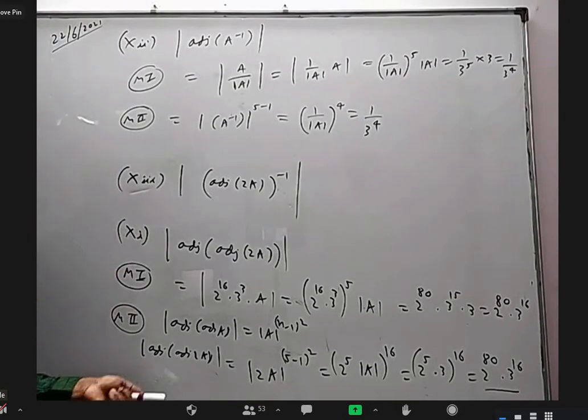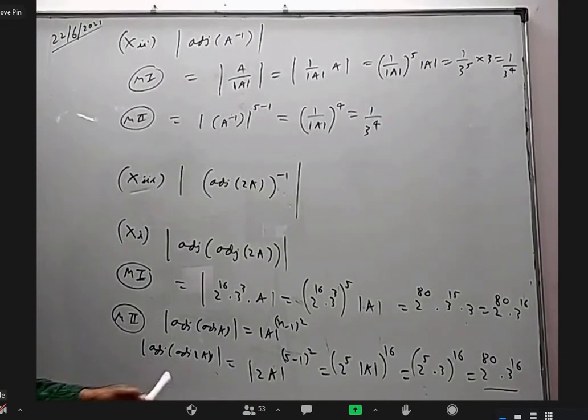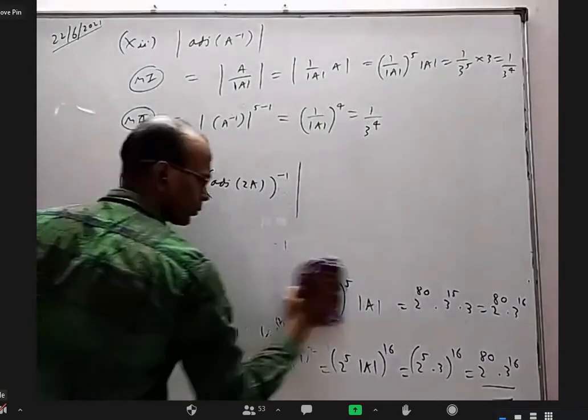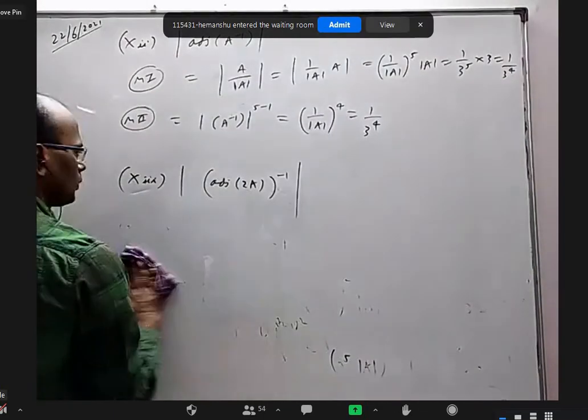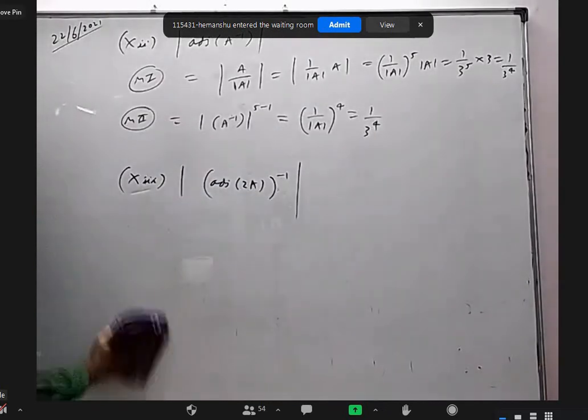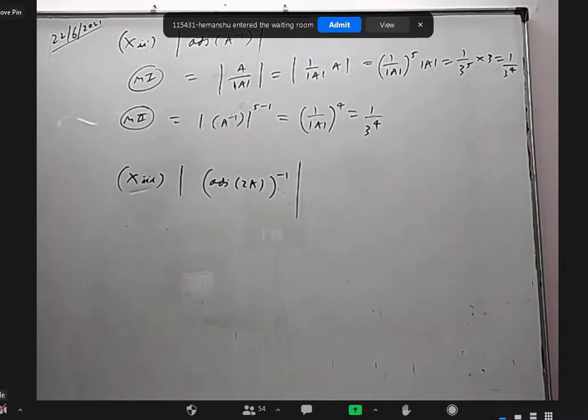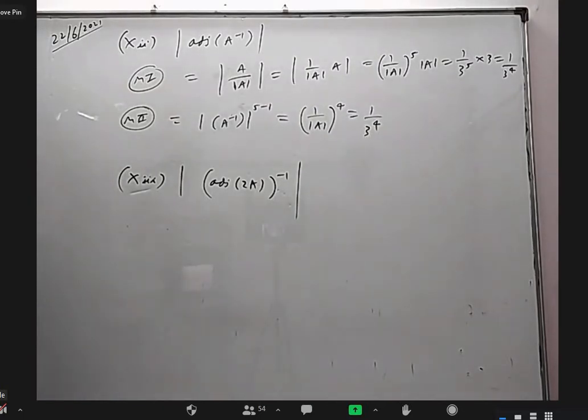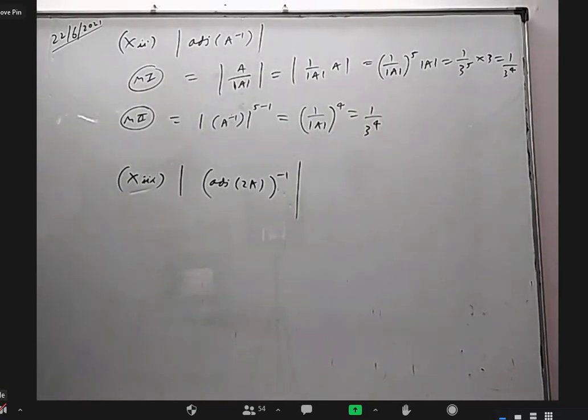Okay, this 11th one I am going to erase. Anybody need time to copy this? No, sir, complete. Sir, 1 by 16. 3 and all will not come anywhere. Sir, 2 power 16 into 3 to the power of minus 4, sir. 2 power 16 into 3 power minus 4.